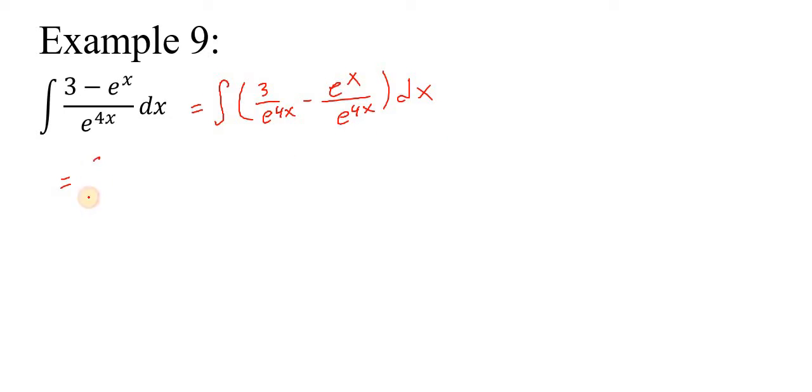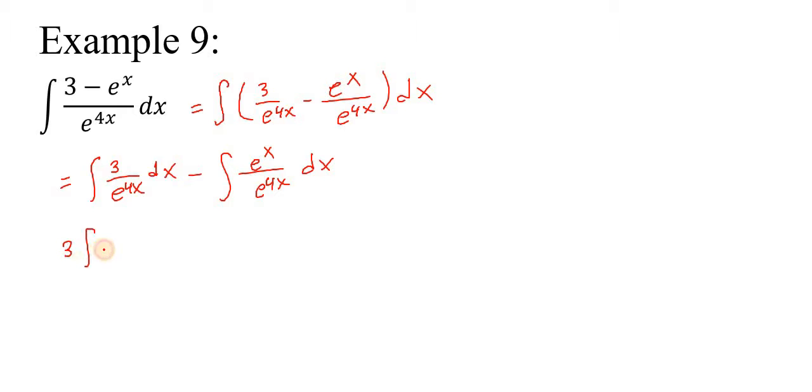So that is equal to the integration of 3 over e to the 4x dx minus the integration of e to the x over e to the 4x dx. We're going to do each one individually. Notice how I can put the 3 outside because it's a constant, and I can bring this function up to the numerator with a negative exponent. So I will do that.